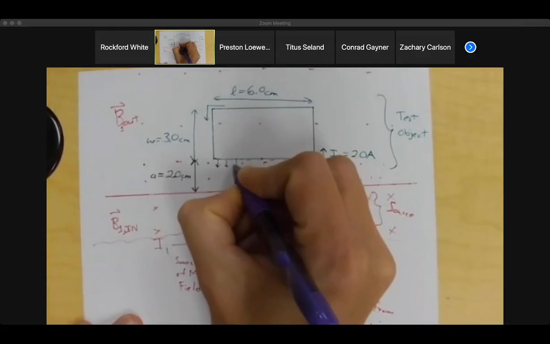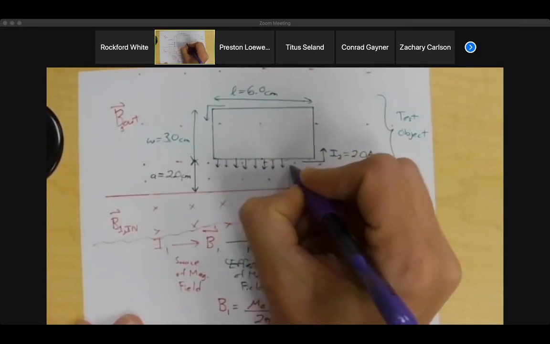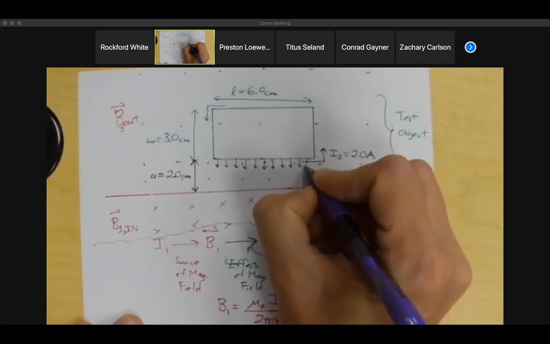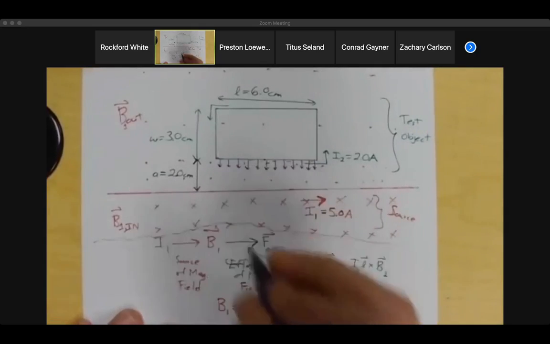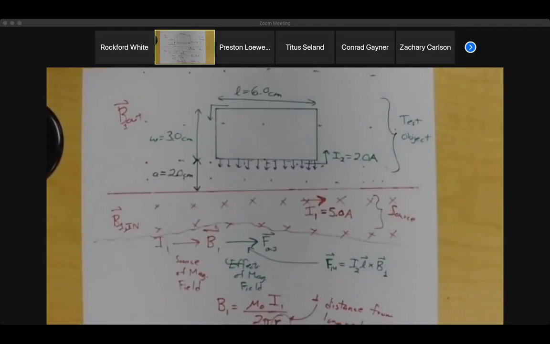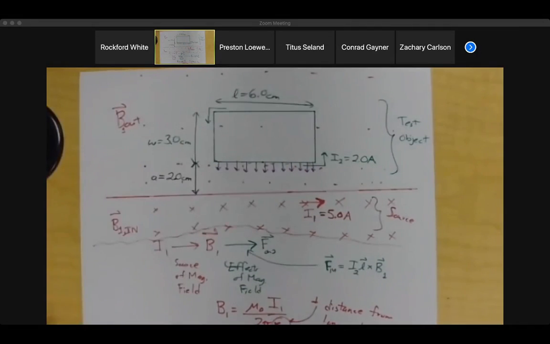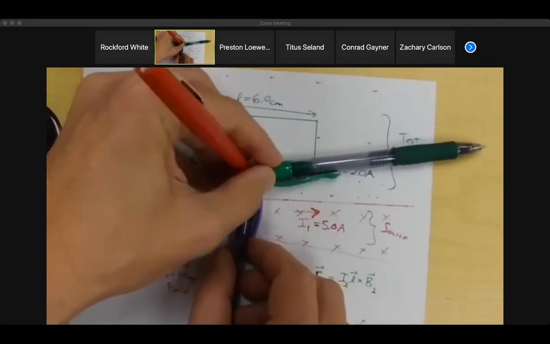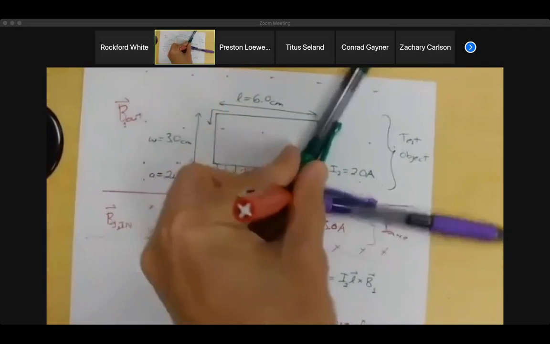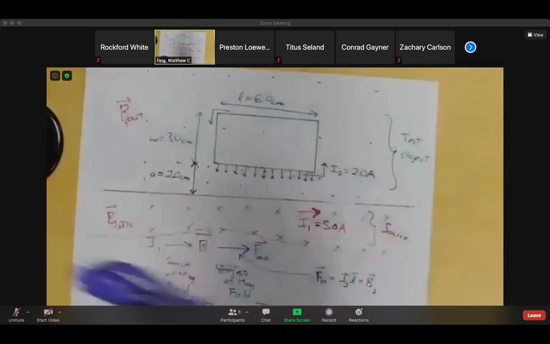So every little segment of this, every little centimeter of this, well, centimeter is too long of a distance for this picture. I'd say every millimeter of this is going to feel a downward force. So overall, there's going to be a net downward force on the bottom edge. What about the next edge? If I just go around the loop, what about the next edge? And then you just go around and around and around. You can just do it separately.